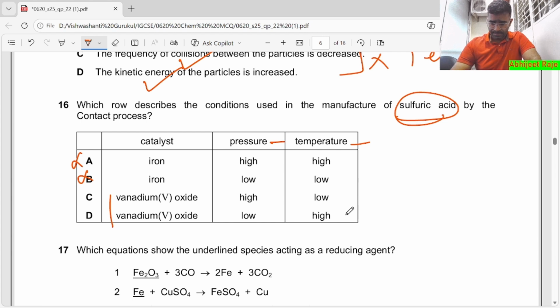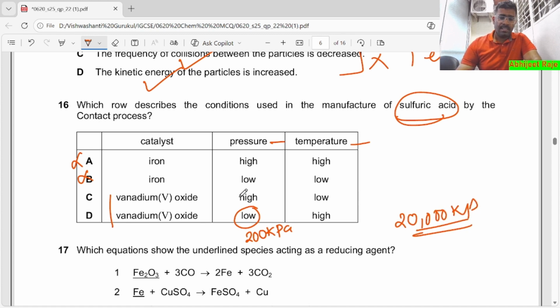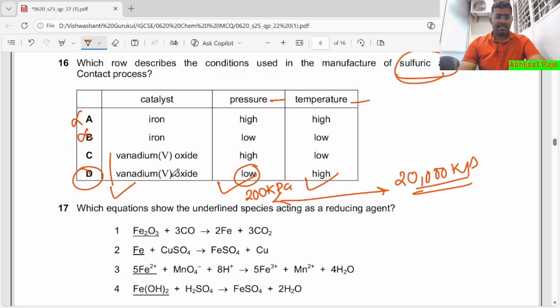We can see here the pressure required for this is just 200 kilopascal, whereas in Haber process it's 20,000 kilopascal. So comparatively, this pressure is low, right? And the temperature is high. So option D is correct. This is the only difference between the Haber and contact. Just remember, and the catalyst, right? So please learn these two equilibria.